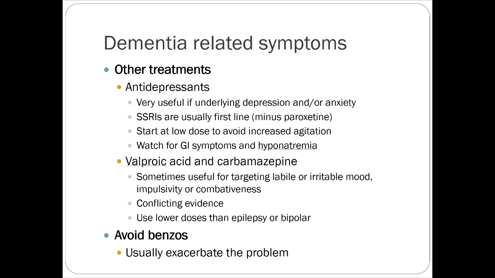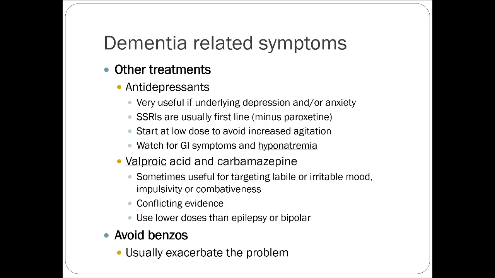Other treatments, you have antidepressants, very useful in underlying depression or anxiety. SSRIs, or selective serotonin reuptake inhibitors, are first line, minus a drug called paroxetine or Paxil, because that's very anticholinergic. We'll talk about that in the next module here. Start at a low dose to avoid increased agitation. You want to watch out for GI symptoms, possibly hyponatremia, but that's pretty rare with an antidepressant. Most of them are very well tolerated, and again, you're using low doses.